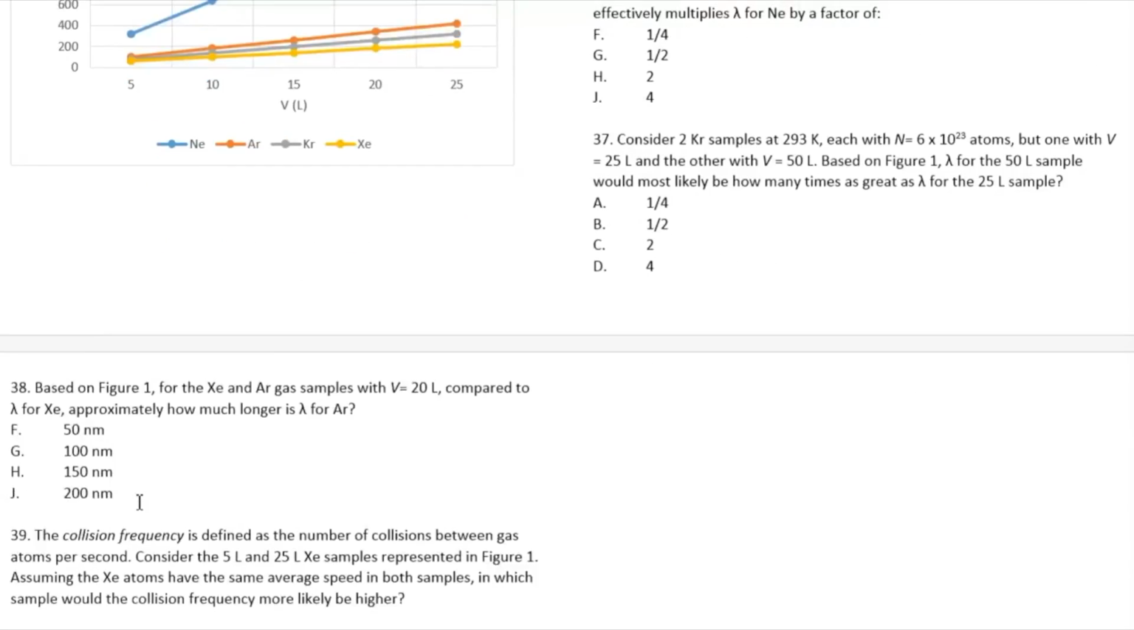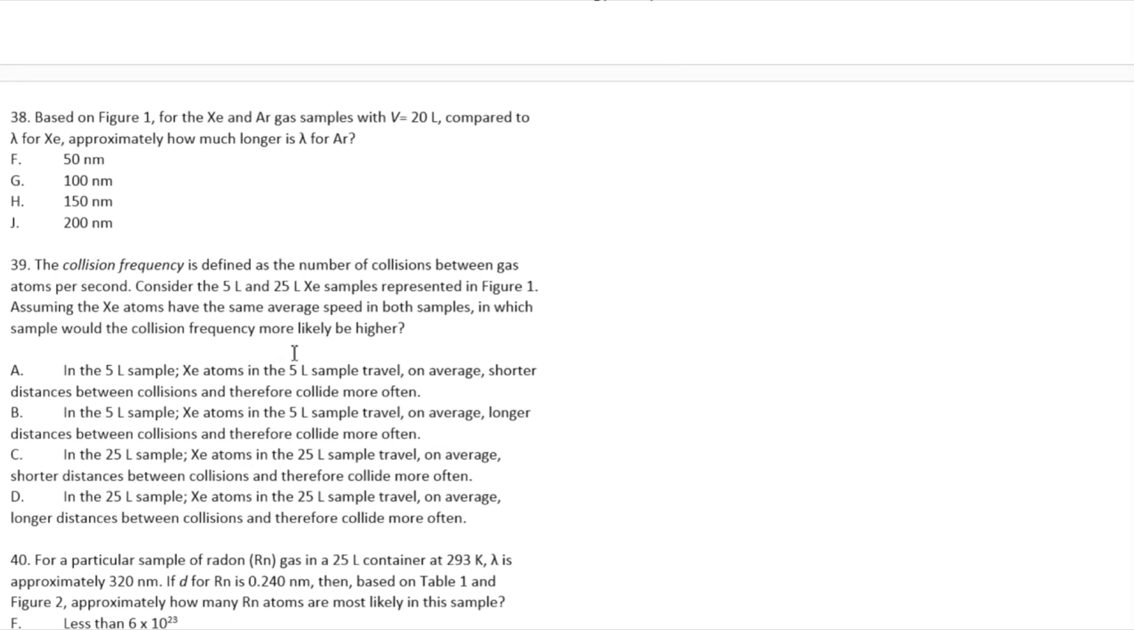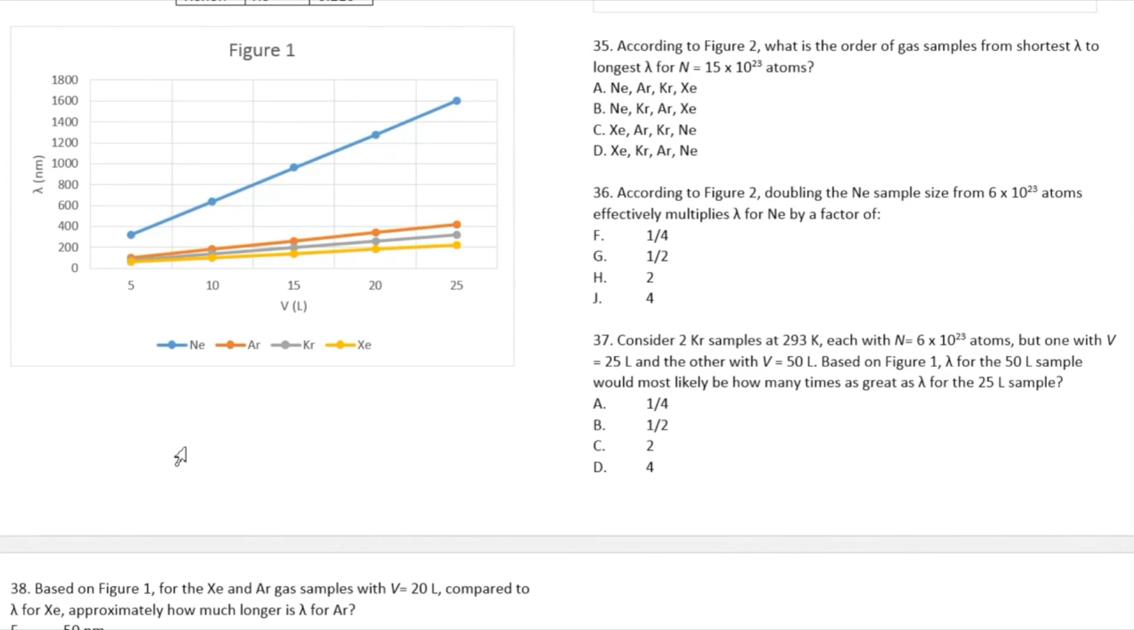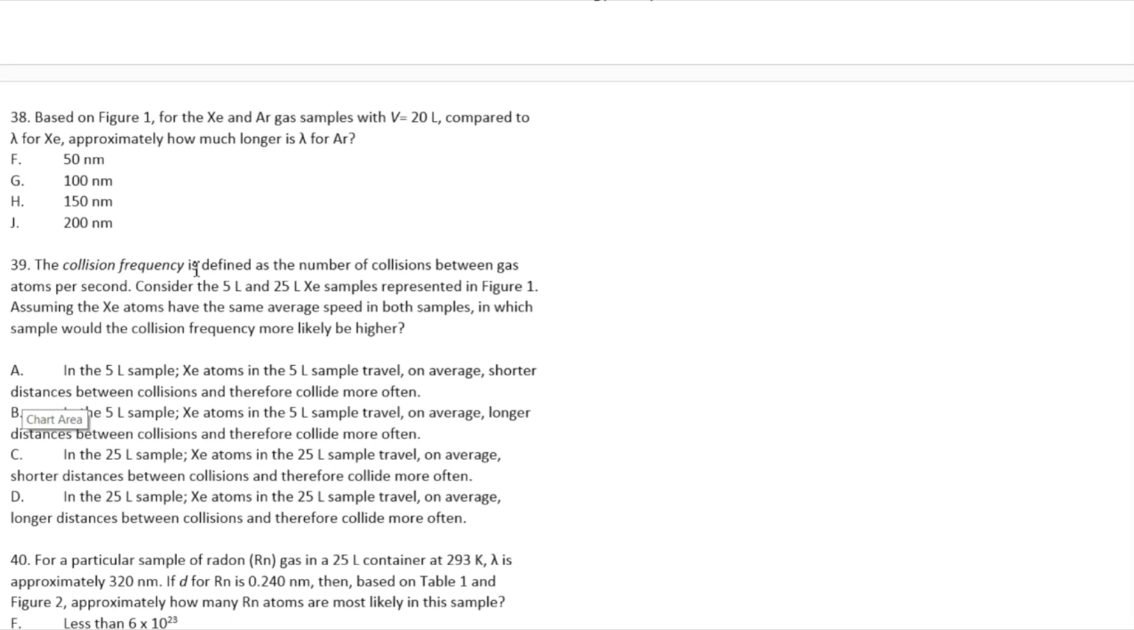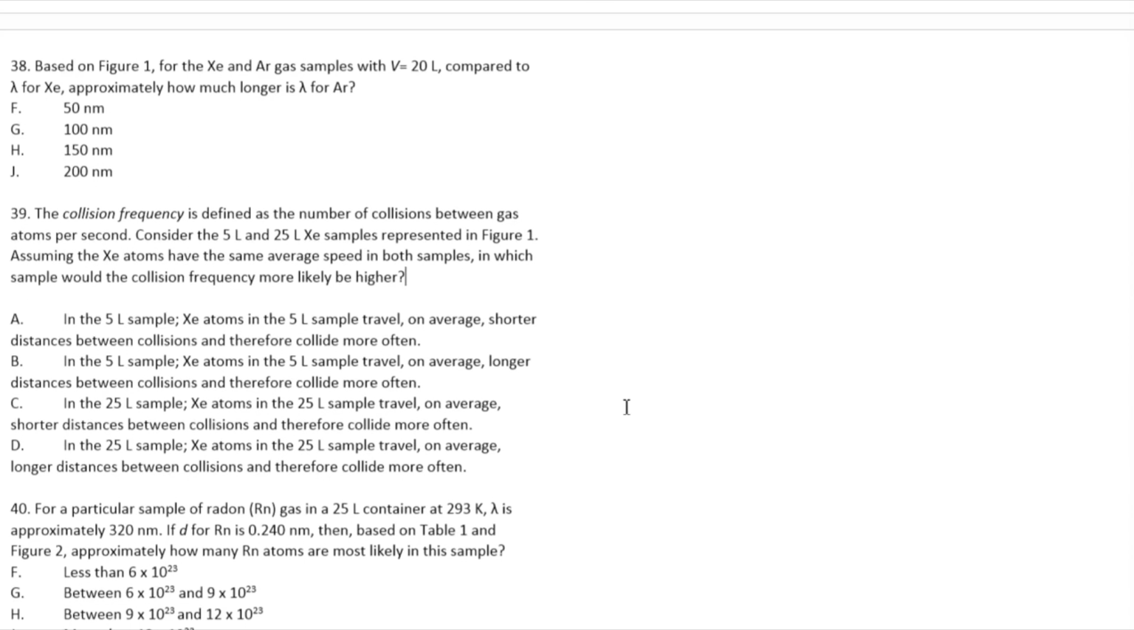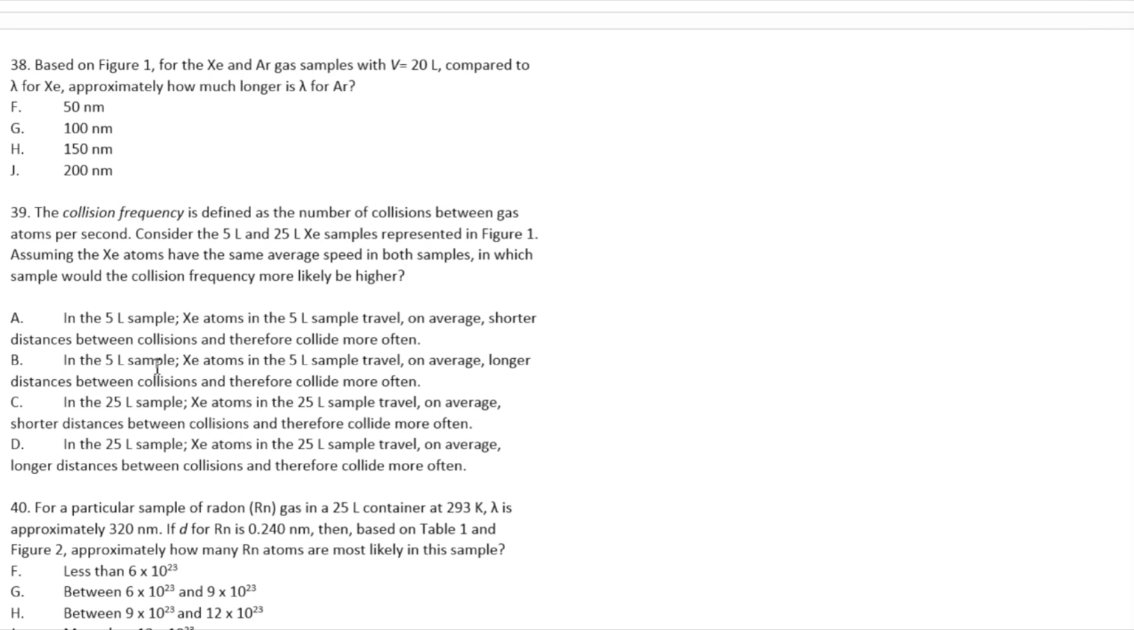So based on that, let's scroll back down to the question. In which sample would the collision frequency most likely be higher? Well, given that the mean free path is lower in the 5 liter sample than the 25 liter sample, and we're assuming that the gas particles are moving at the same speed in both samples, it makes sense that the 5 liter volume has more collisions per second. Therefore, the collision frequency is higher. So let's take a look at the answers here. We see A and B say the 5 liter sample, and C and D say the 25 liter sample. Those ones are wrong, so we can just cross those out right here. So A and B may both be right, but let's look at the details.